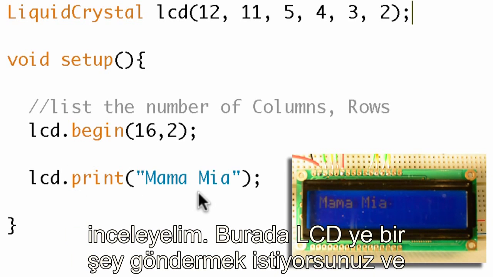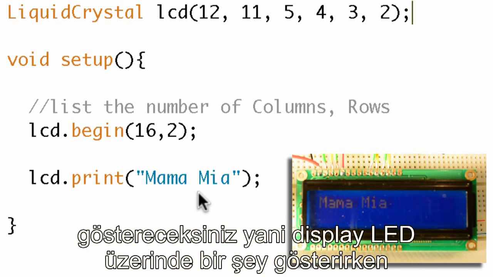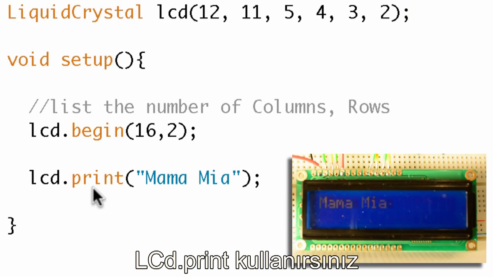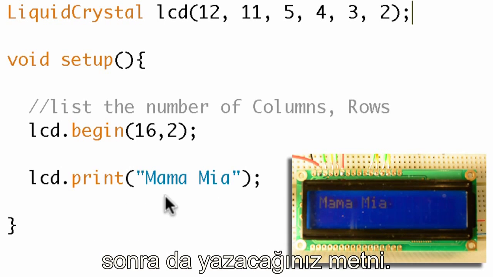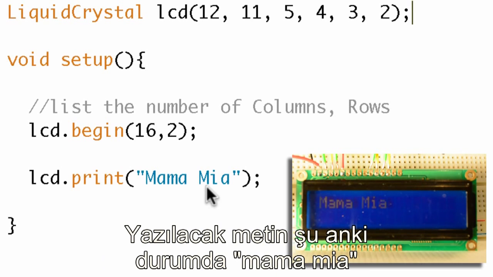So you want to send something to the LCD. I mean, that's what you want to do, right? You've got an LCD, you want to display something. So to display something on the LCD, you just use the print function. So lcd.print, and you're printing text. So print prints text. And in this case, I'm printing Mamma Mia.